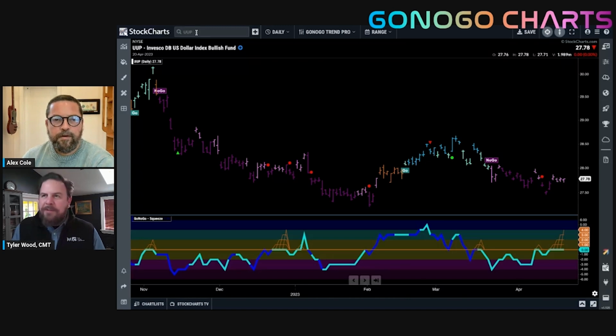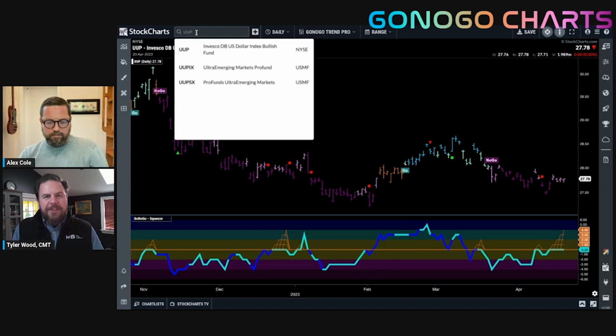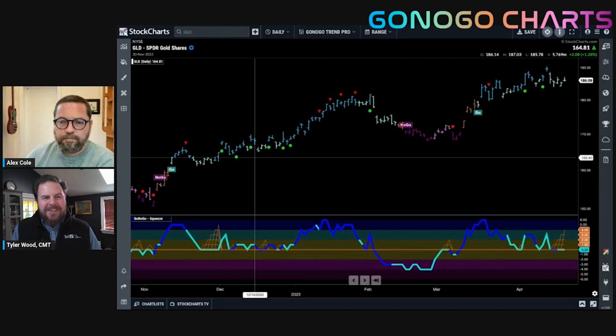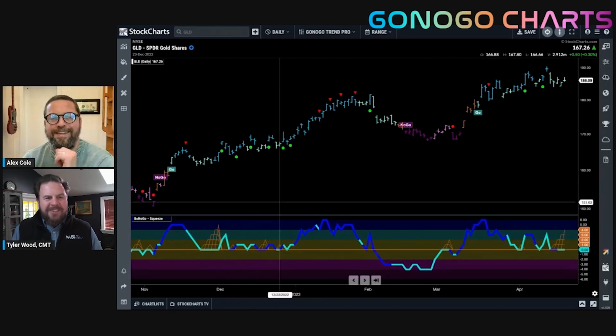So let's move away from the US dollar. Let's check in on gold. One of the shiniest objects in our portfolio, perhaps. Literally. Literally.